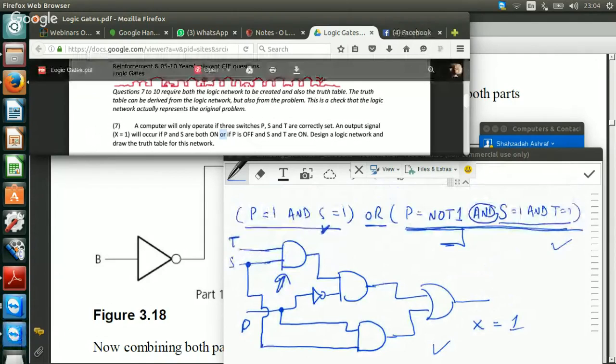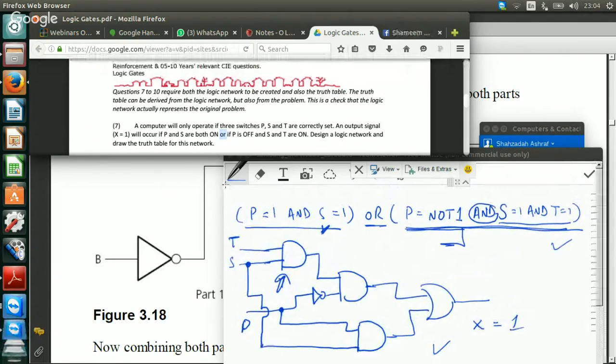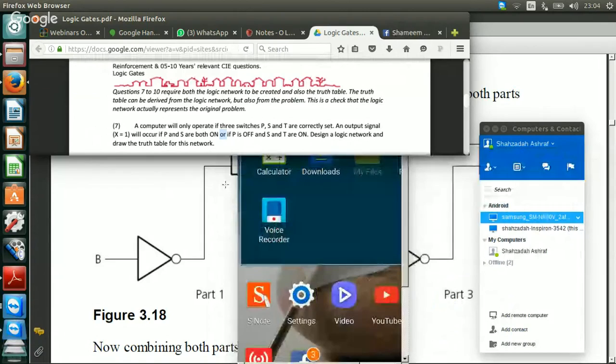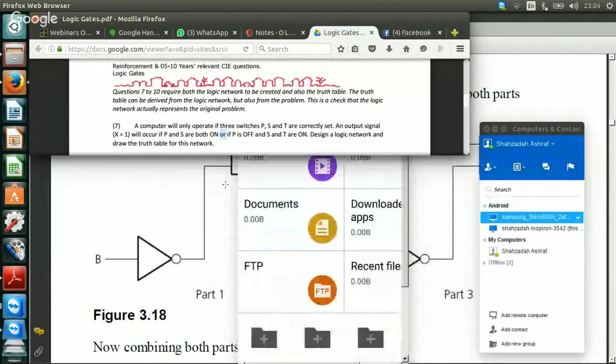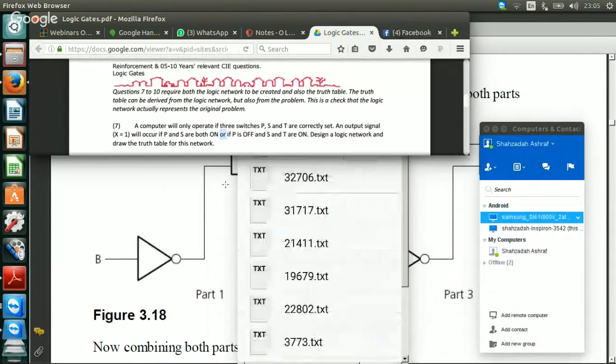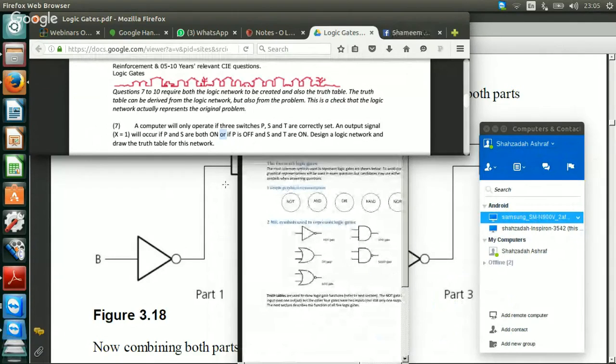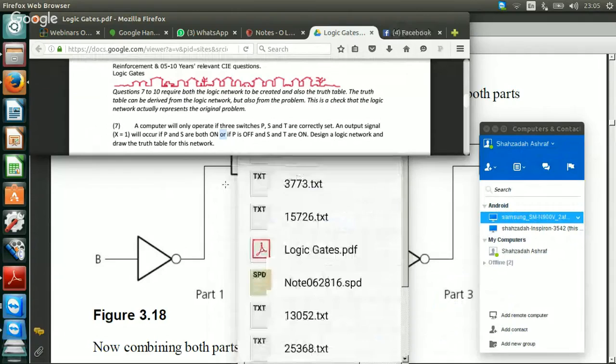Let me check and find out. I should have the past paper questions here, in the logic gates files, in downloads, in documents. Logic gate. Let's pick some past paper questions rather than notes. Let's dig up the past paper question.